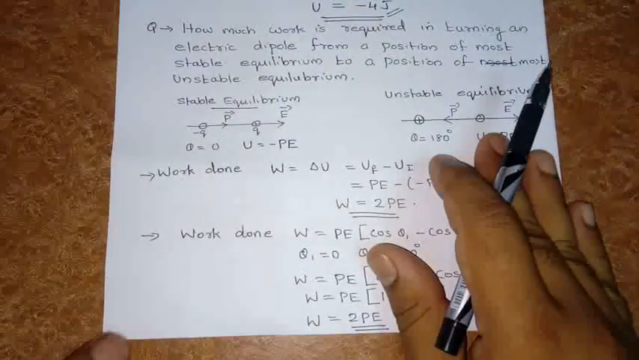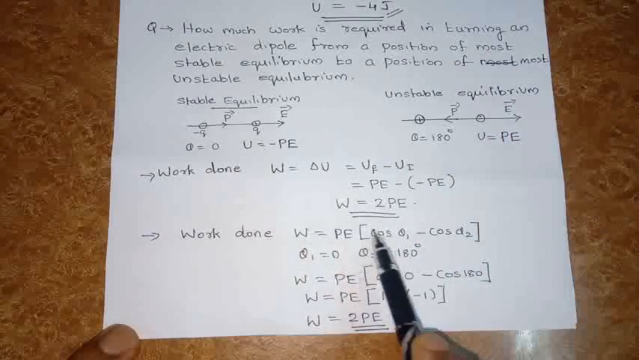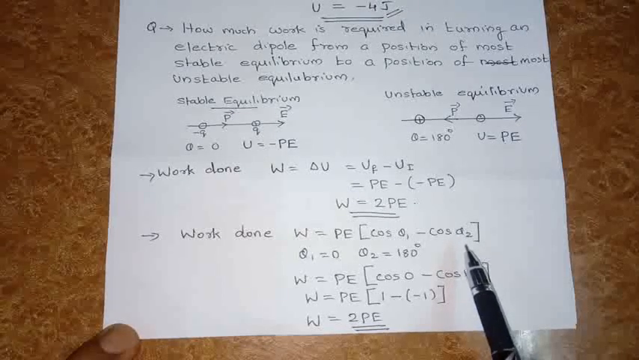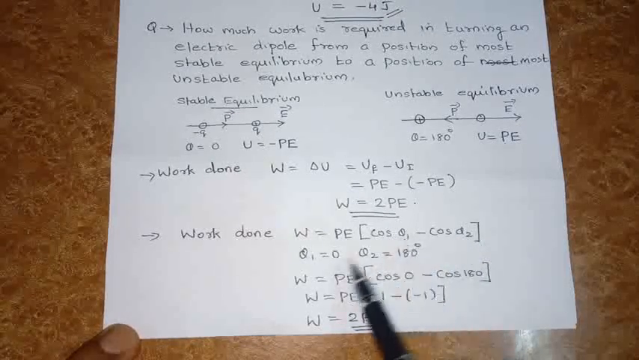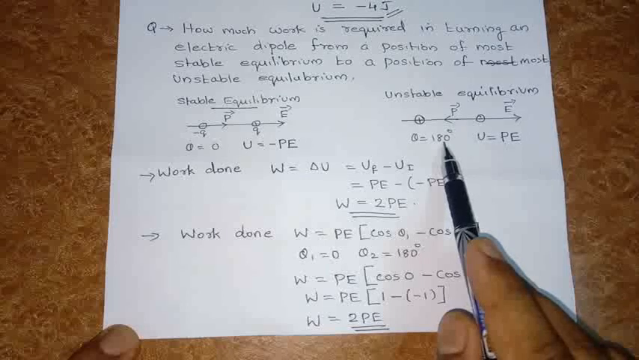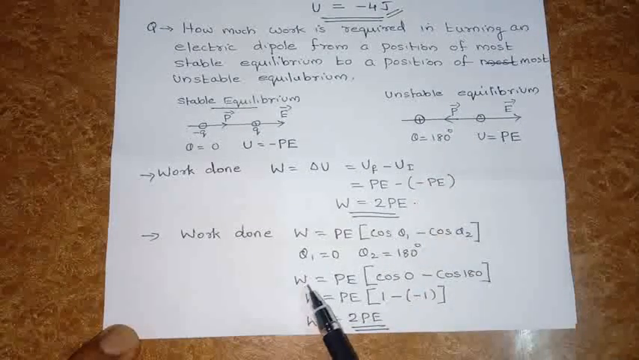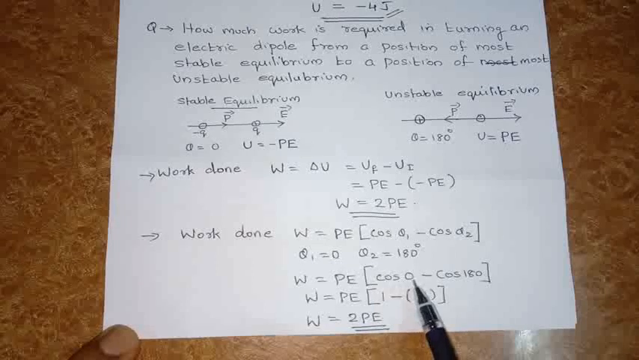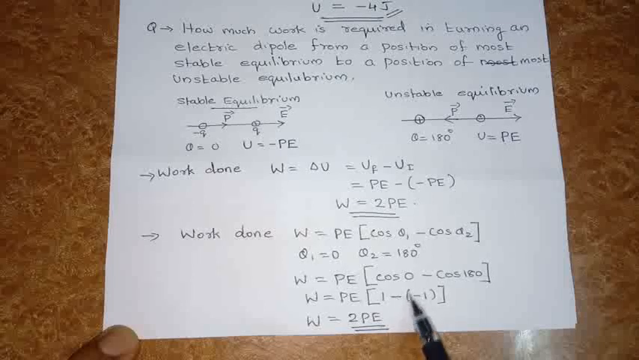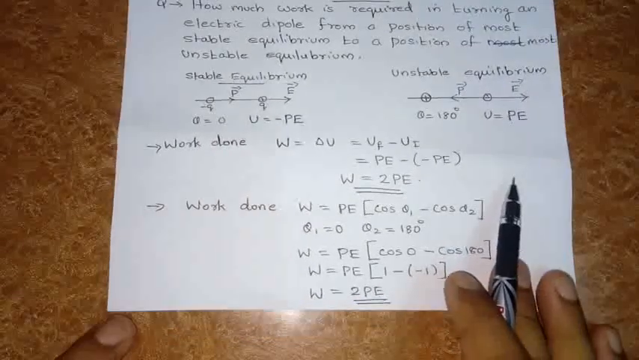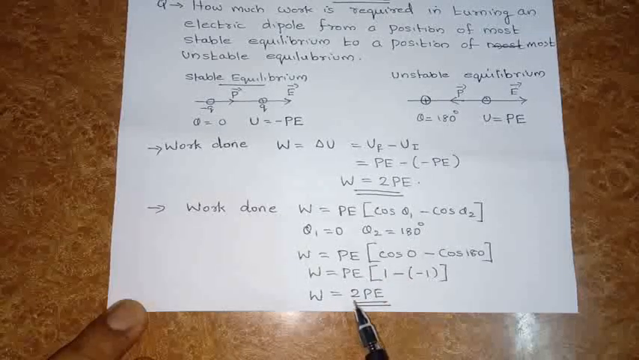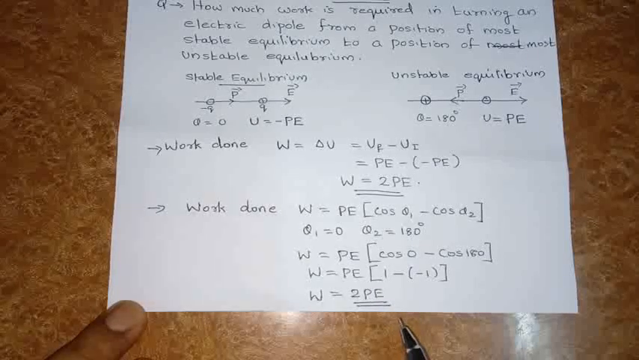Another equation we studied: the work done, W, is equal to Pe into cos theta 1 minus cos theta 2. Using this equation also we can find the same. So here what is theta 1? Theta 1 is equal to 0 and theta 2, the final angle, is equal to 180 degrees. Substituting these, we get W is equal to Pe into cos of 0 minus cos of 180. We already studied cos of 0 is equal to 1 and cos of 180 is minus 1. Therefore it will be Pe into 1 minus of minus 1, that is 1 plus 1, 2. Therefore 2 Pe. So the answer is 2 Pe.